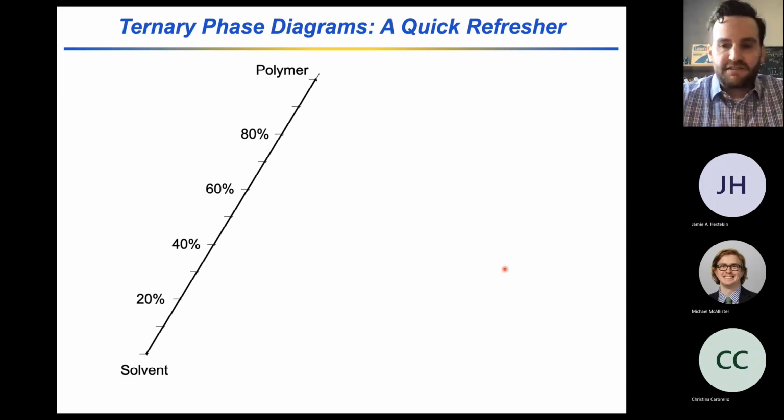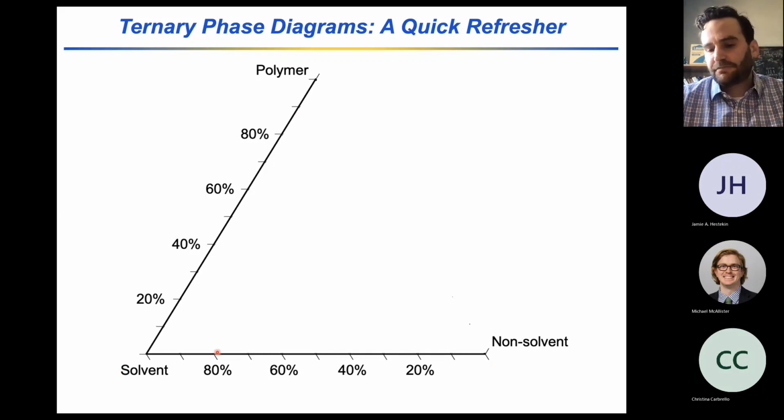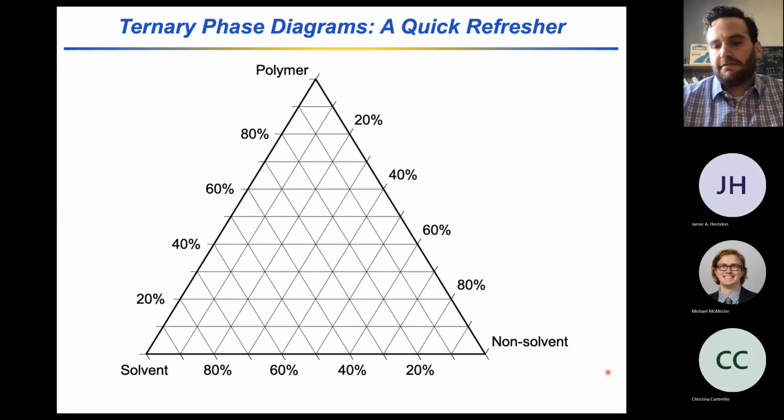And just to remind ourselves about how these ternary phase diagrams work, each edge on the outside of the ternary phase diagram represents a binary mixture. So that binary system that we just talked about on the prior slide, where we have polymer and solvent, would be represented by this edge of the ternary phase diagram. But we also have our solvent and non-solvent, and that binary mixture is represented here. And then you can finish off the ternary phase diagram by drawing the last edge of the triangle.